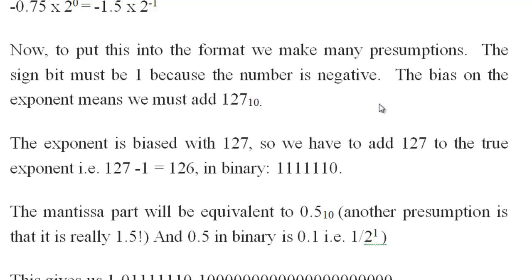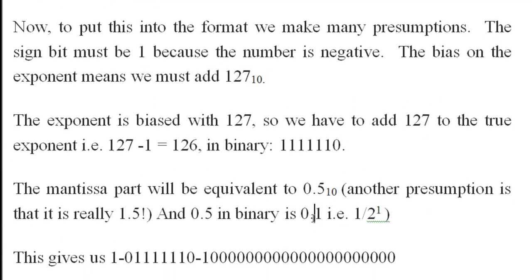The mantissa part is equivalent to 0.5 in decimal, and we know that because it started off as a decimal number, but really it's 1.5 because it's normalized, and 0.5 is the fractional part, and 0.5 in binary is 0.1, where this is a bicimal point here, and that's really 1 over 2 raised to the power of 1, which is 1 over 2, a half.